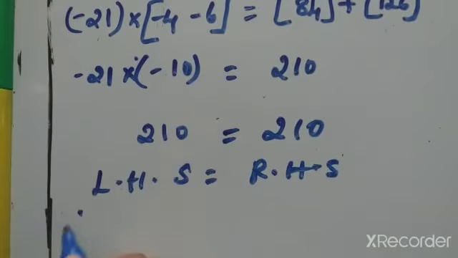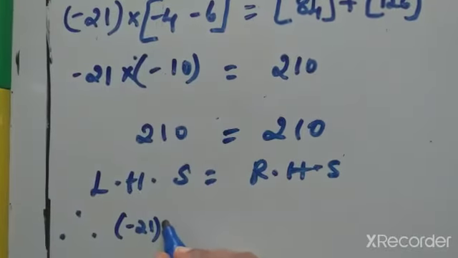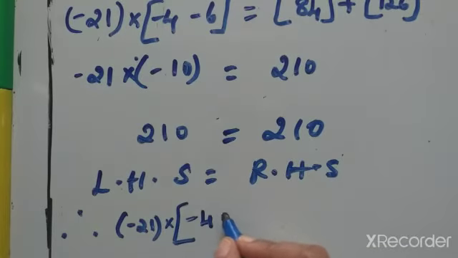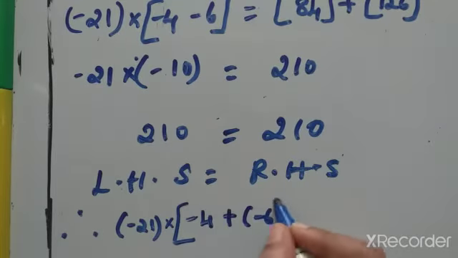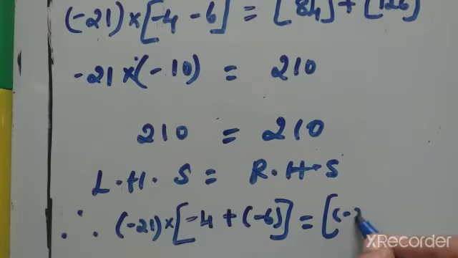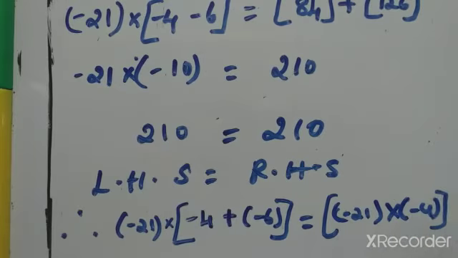So we can say, therefore, minus 21 into minus 4 plus minus 6 equals, right hand side, minus 21 into minus 4 plus minus 21 into minus 6. It's satisfied. Right, left hand side LHS equal to RHS.